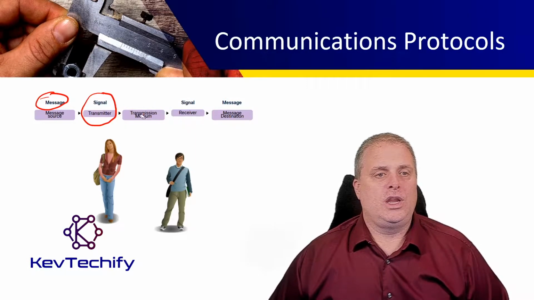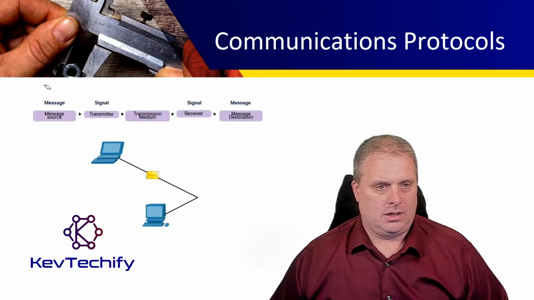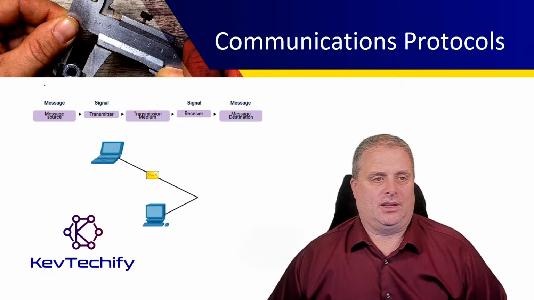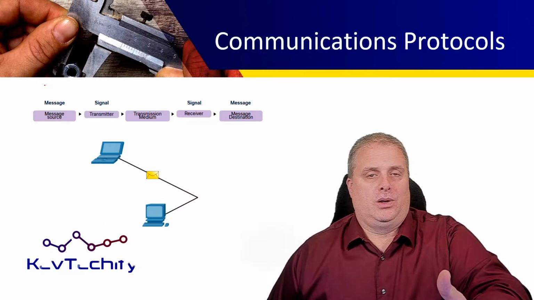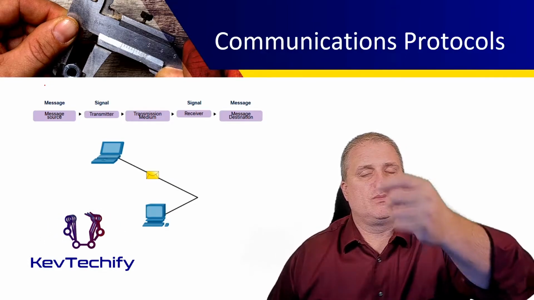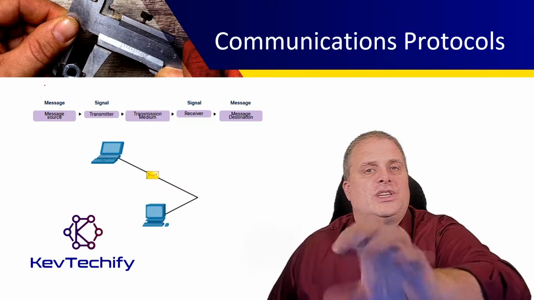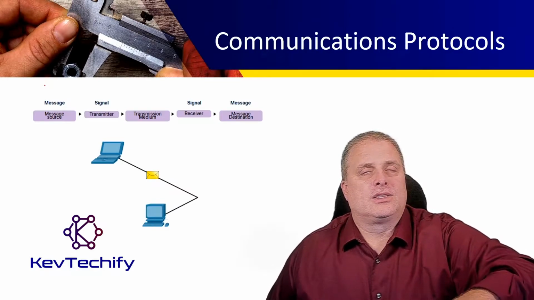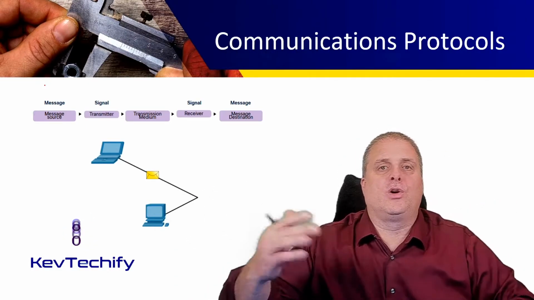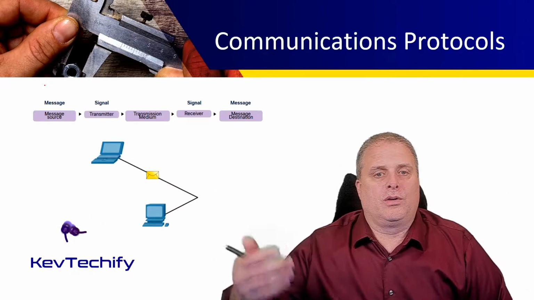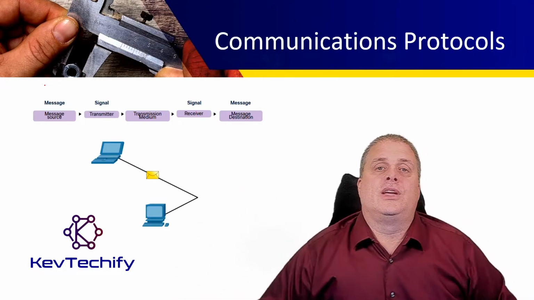Now, not only do we do that, but computers do that same thing. They take a source message. Hey, I want a web page. We convert that into a signal. We transfer it across our network. The server receives that, and then the server decodes that and says, hey, they want this web page. And then the whole process starts over, but in reverse order, going from source to destination. Now the web server is that source going to the destination.